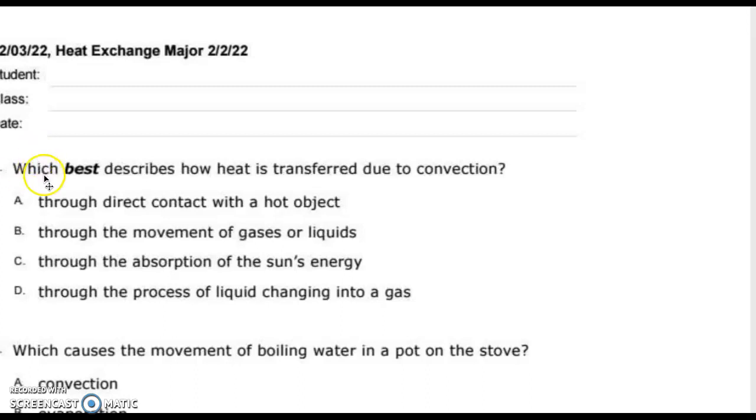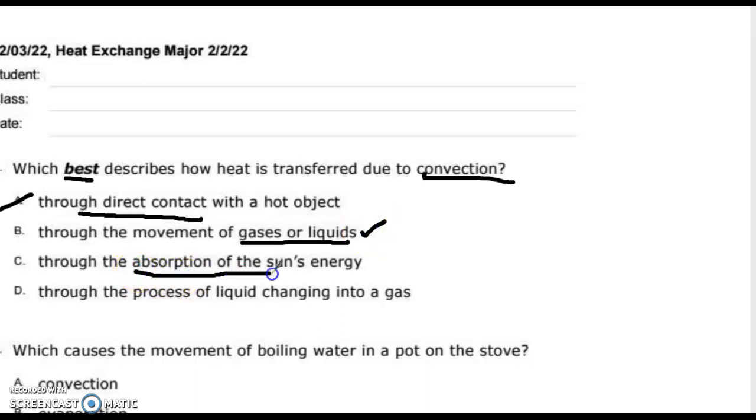Question number 1, what best describes how heat is transferred due to convection? When I'm talking about convection, what are two things that pop into my mind, Annalie? Gas and liquid. So, through direct contact, what are we talking about with A? It is not A, that's the wrong answer. Conduction is direct contact. Literally the two words that she said, right? Gas and liquid. I really like B.